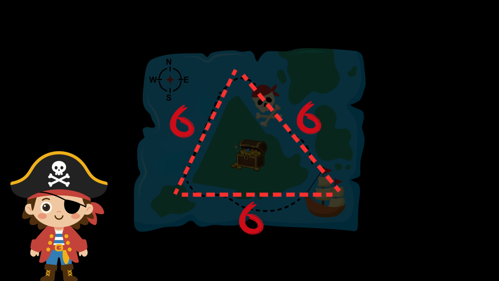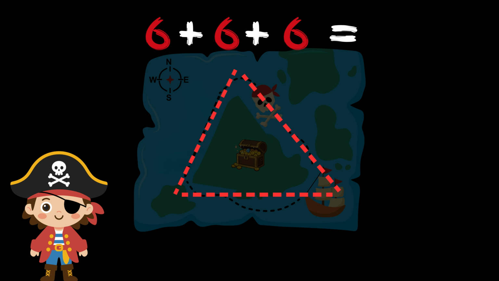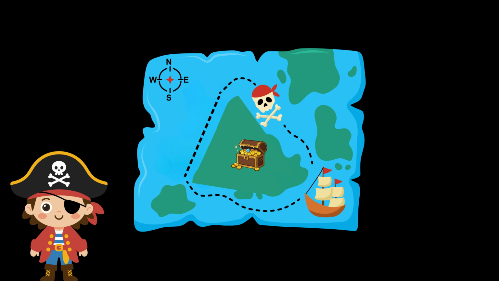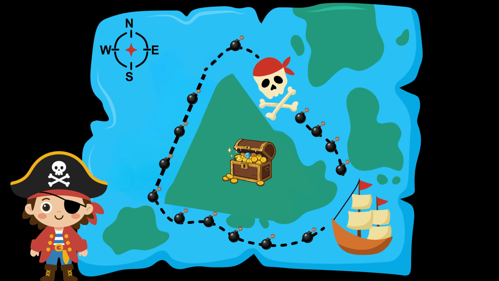Let's add the sides together. 6 plus 6 plus 6, which equals 18. The distance around the island is 18 miles. Yarr! That's a lot of booby traps to protect me treasure.